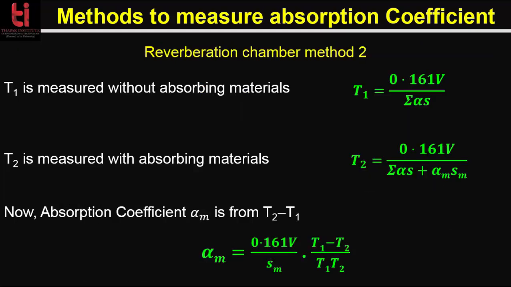Now for reverberation chamber method 2, first we measure the reverberation time without absorbing material. In that case T1 is equal to 0.161 times V divided by the summation of alpha into S, and this is the total absorption. Then we measure the reverberation time with absorbing materials, denoted T2, and T2 is equal to 0.161 times V divided by the summation of alpha into S plus alpha M into Sm, and this is for the absorbing materials. Now the absorption coefficient alpha M can be found by subtracting T1 from T2, and in that case alpha M is equal to 0.161 times V divided by Sm, into T1 minus T2 divided by T1 into T2.